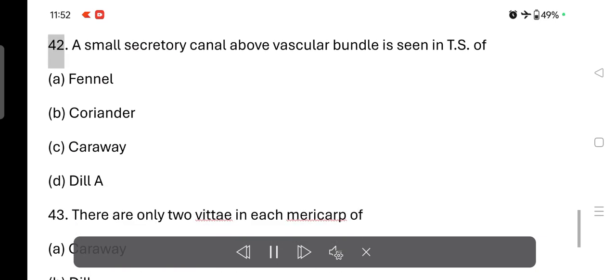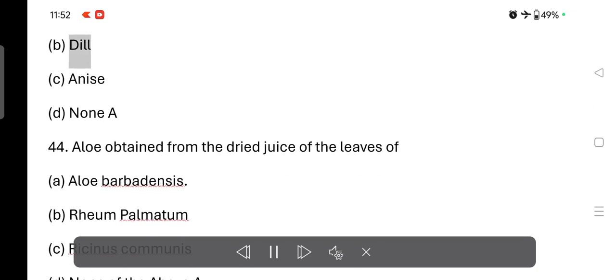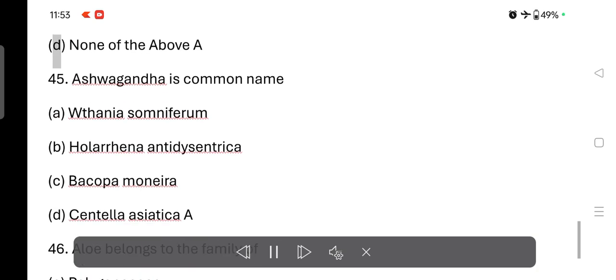Answer: C. 42. A small secretory canal above vascular bundle is seen in T.S. of A. Fennel. B. Coriander. C. Caraway. D. Dill. Answer: A. 43. There are only 2 vittae in each mericarp of A. Caraway. B. Dill. C. Anise. D. None. Answer: A. 44. Aloe obtained from the dried juice of the leaves of A. Aloe barbadensis. B. Rheum palmatum. C. Ricinus communis. D. None of the above.